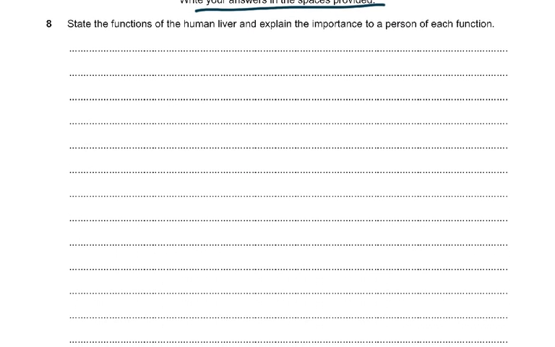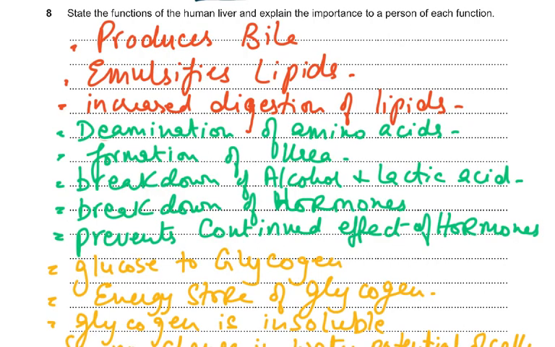Let's look at all the mark scheme points. A little discussion on the functions. I think it's a very profound question. Number one, the liver produces bile. And what does the bile do? It emulsifies the fats or the lipids, and this, of course, increases the digestion of lipids. It becomes done very quickly because then the lipase can act on it. It increases the surface area for the lipase to act.